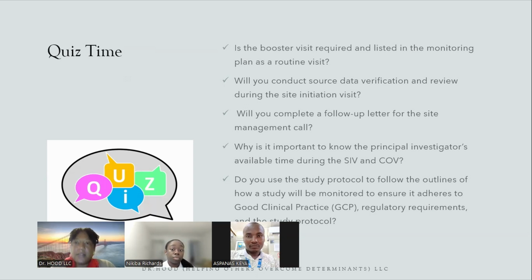Will you conduct source data verification and review during the site initiation visit? And remember, the source is related to the patient information. Is this something that you will do during the site initiation visit? No, because no subject should be enrolled at this time. Correct. Okay. Will you complete a follow-up letter for the site management call?